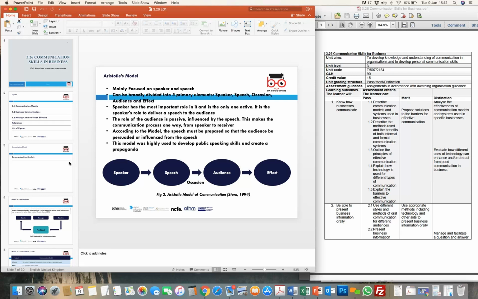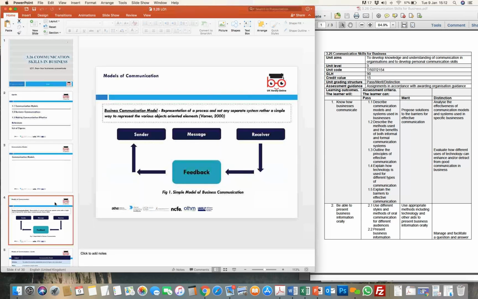So what we're going to do in learning outcome 1 is look at understanding the different types of models of communication. But before we get into that, I'm going to briefly highlight what communication includes, how it flows, what the process is, and how it is defined.